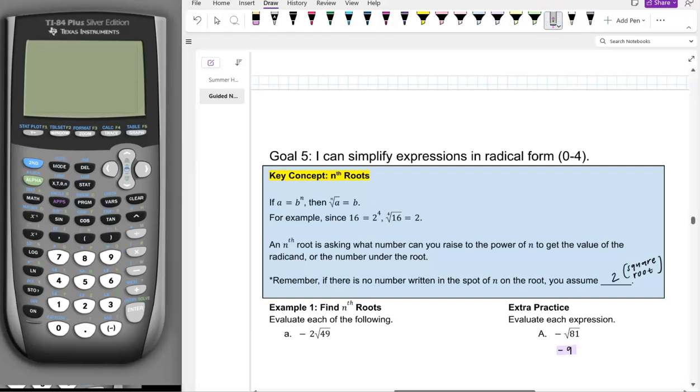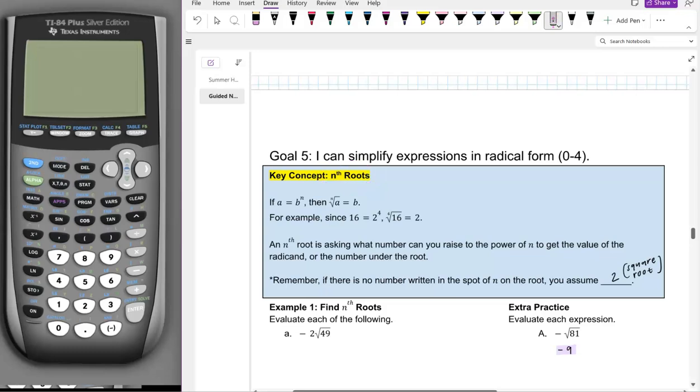All right, so today we are in chapter 0, lesson 4, talking about simplifying expressions in radical form first, and then we'll get to exponential form next. They are closely related, which we'll talk about. But first, let's talk about radicals and specifically nth roots.